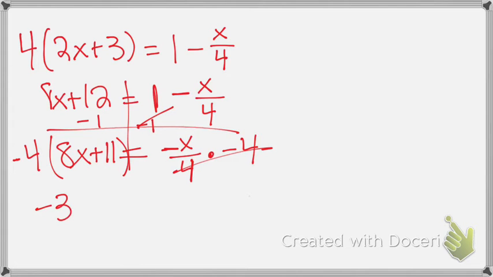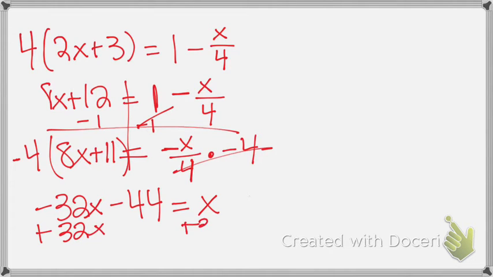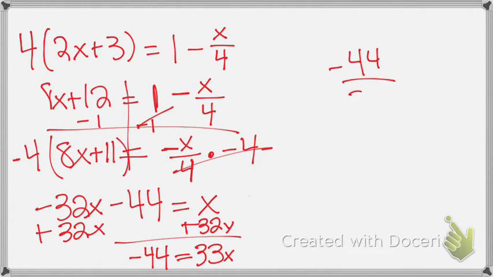So we have a negative 32x minus 44 equals x. Combine our x's. We're left with negative 44 equals 33x. So then we will divide negative 44 by 33. 11 will go into both, so negative 4 over 3 is our answer.